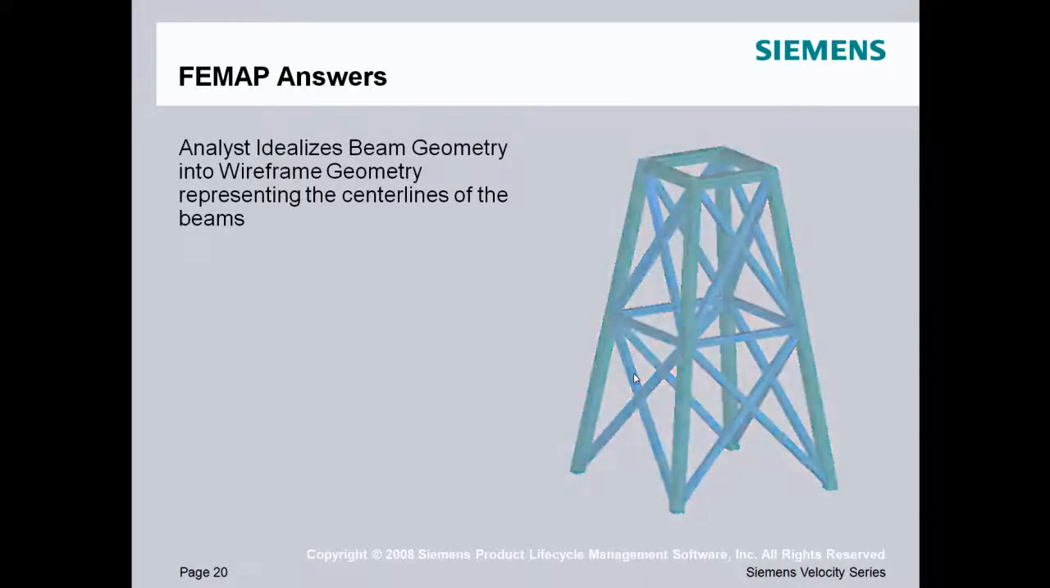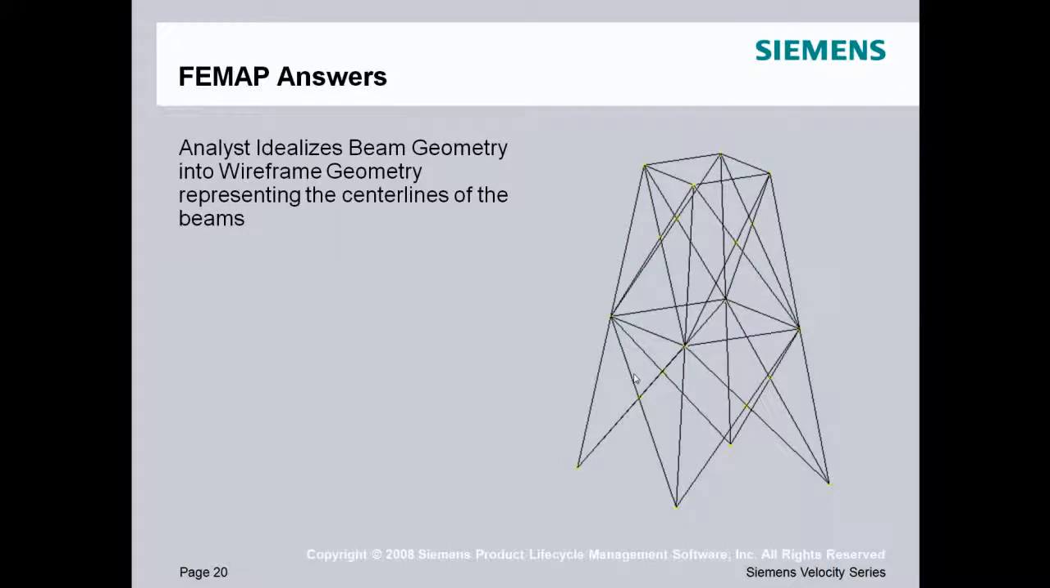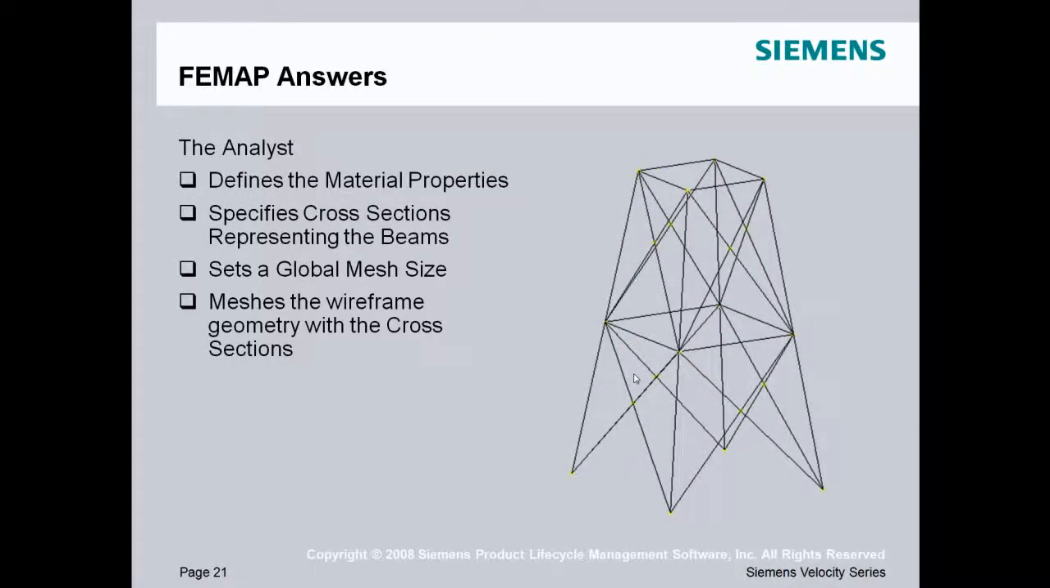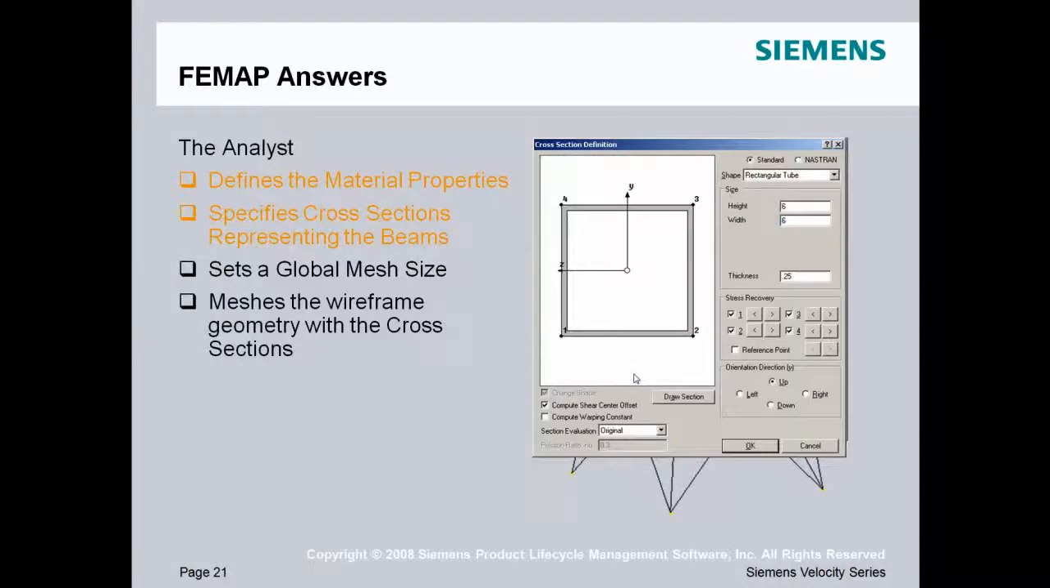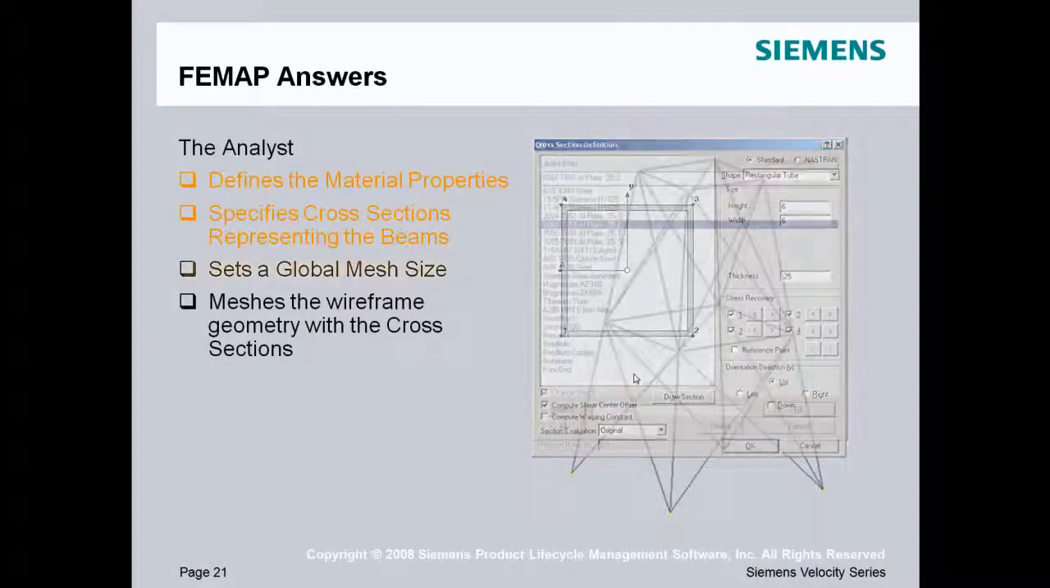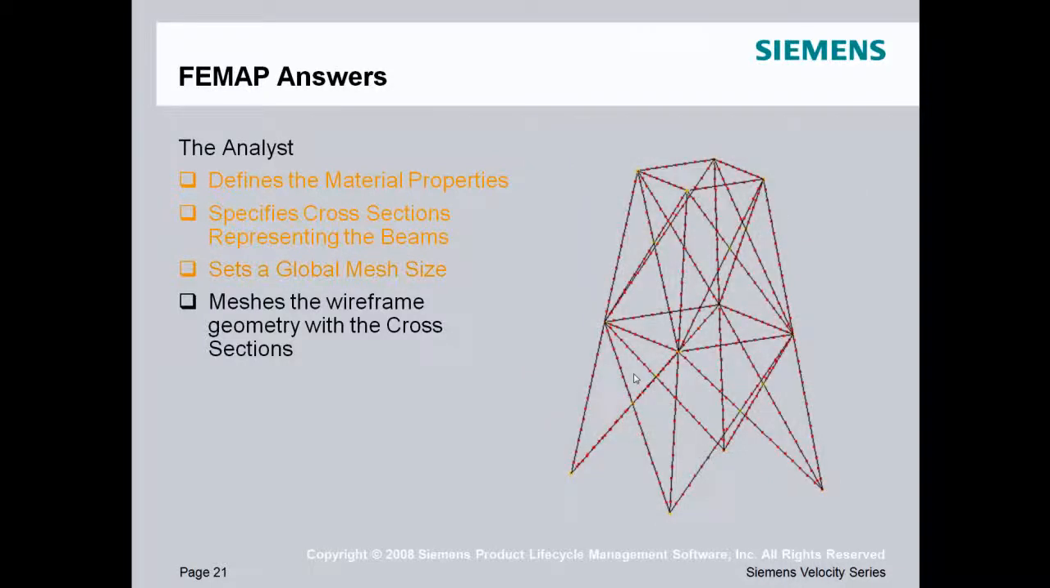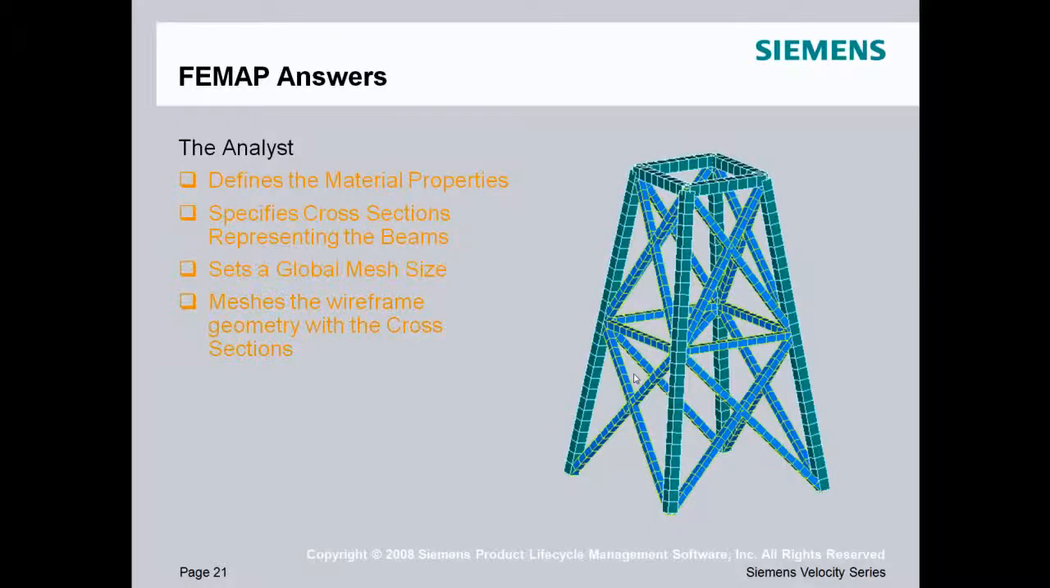You bring in your solid model, extract some center lines to find the center of the geometry, and then the analyst would basically specify a material property, our 6061 T6 aluminum. You then set up your cross sections, the simple 6x6, 4x4 boxes, set a global mesh size, and then mesh it. So we can make a model very quickly. It's a very limited number of nodes.